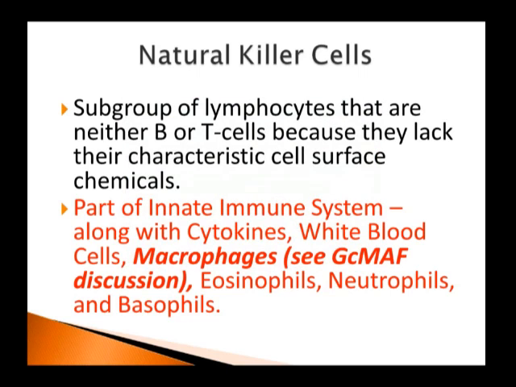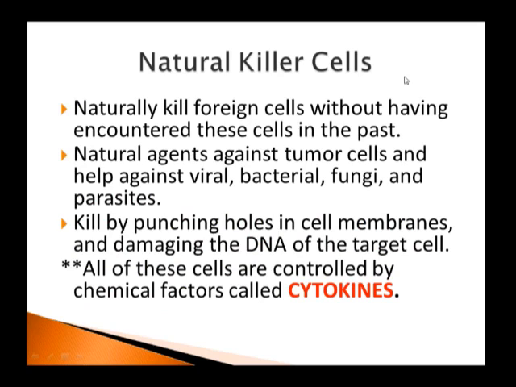Neutrophils. We're going to talk at the end of the presentation specifically about things called macrophages and how that is related to this therapy called GCMAF. But essentially, natural killer cells naturally kill stuff all on their own. Okay, so they can go after cancer cells, they can go after cells that have been infected with a virus, for example. They help against bacterial and fungus infections. And essentially what they're doing is they're poking holes in the cell membrane to try to get at what's inside there.